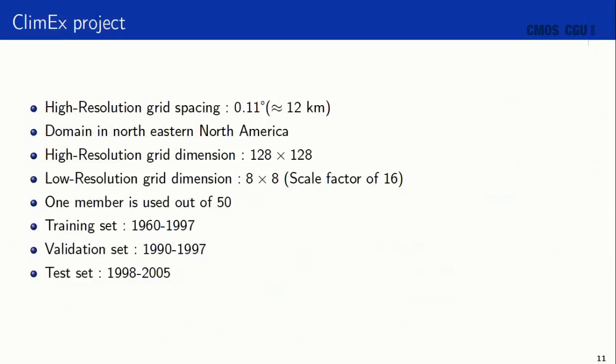I said there are 50 members in CLIMAX. We use only one for now. And we have 30 years of data for training. Part of it is used for validation, and a few years for the test sets. So for now, we limit ourselves to 2005, because we don't want to have the climate change signal coming in too strongly.